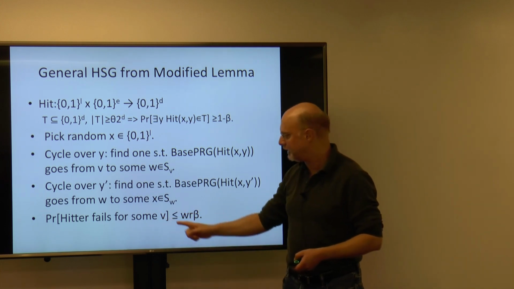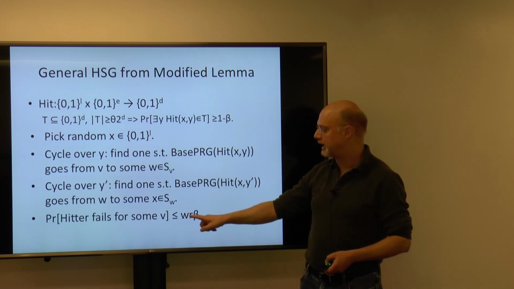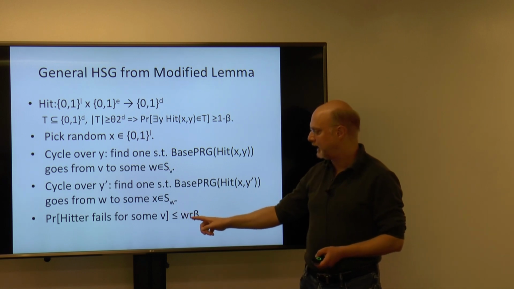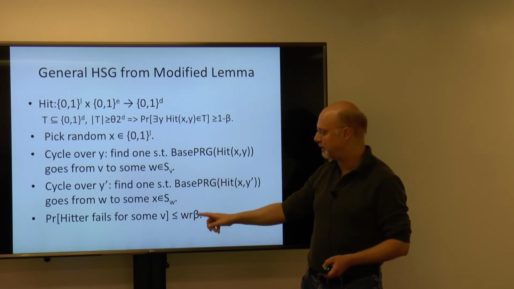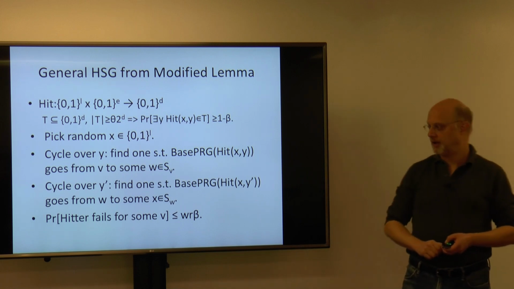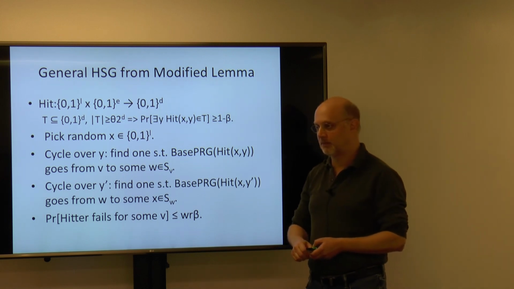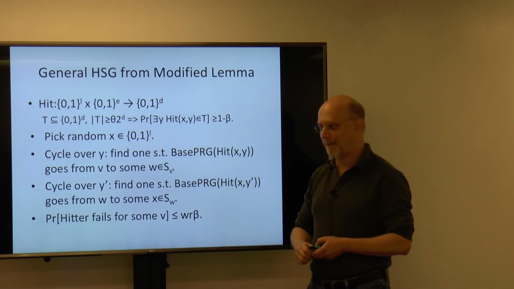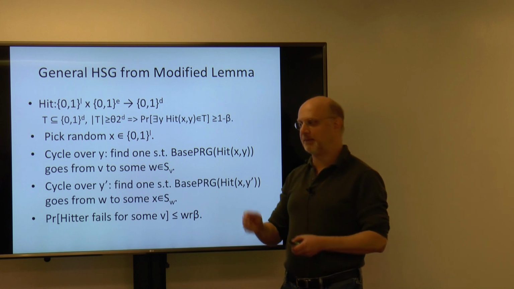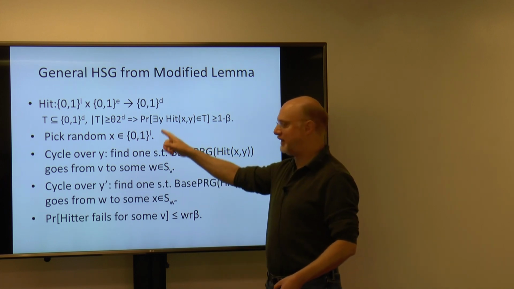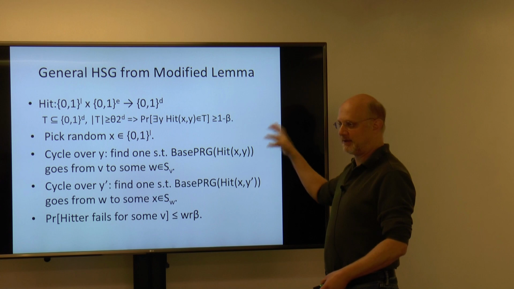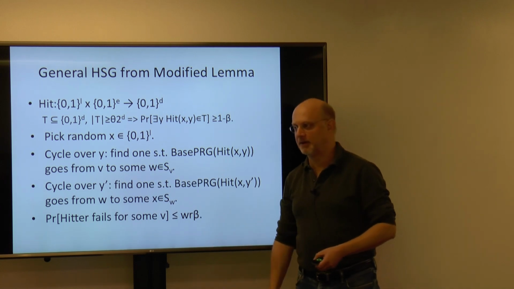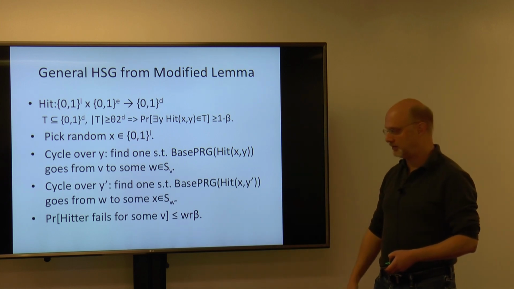The probability of failure: there are at most W times R nodes altogether. W is the width, R is the length. There are WR nodes in the whole graph, and each of these has failure probability at most beta. The problem is that the SVs are not in the same layer. Each set SV is in one layer, but you could start with V's in the same layer, and the later SVs may be in different layers. So that's why we do the union bound over the whole thing. It may be avoidable, but I don't know.